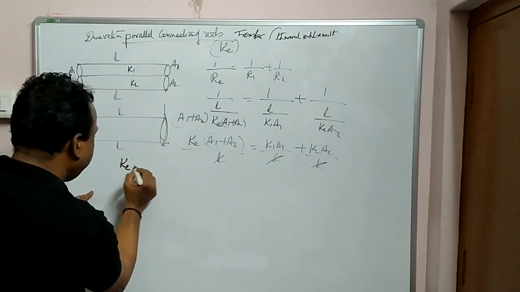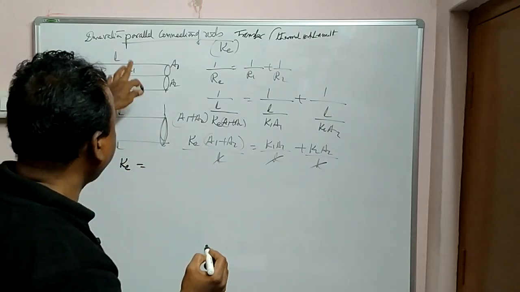Now what is left over? I want K suffix E, effective conductivity, thermal conductivity due to the parallel connection.